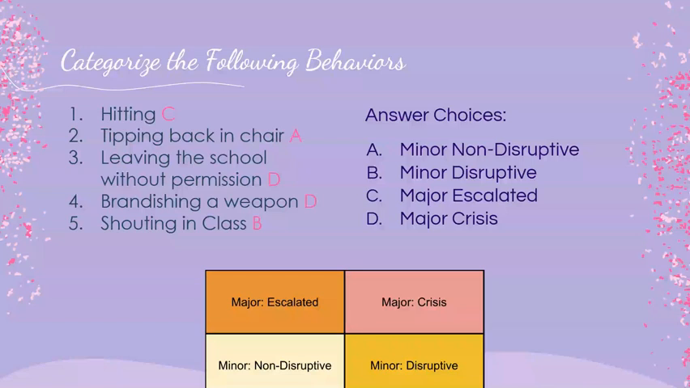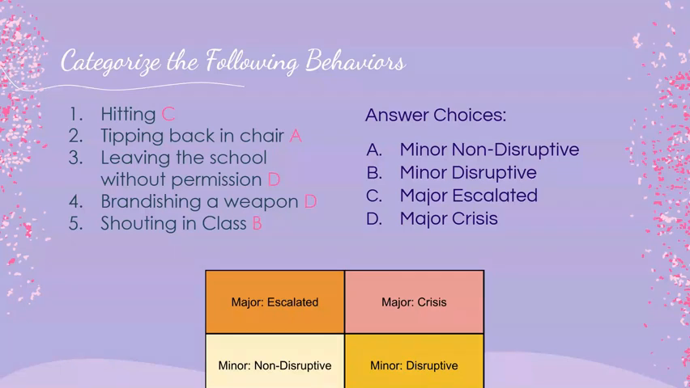Let's see, shouting in class, it's still minor, but it is disruptive to others. So that's a case where you might want to actually address the whole class rather than walking over to the student and talking one-on-one. Major escalated. So that's when things start to get a little bit heated up. So things like hitting, that's whenever you might want to get admin involved. And it is extremely disruptive to either one other student or maybe even the whole class.